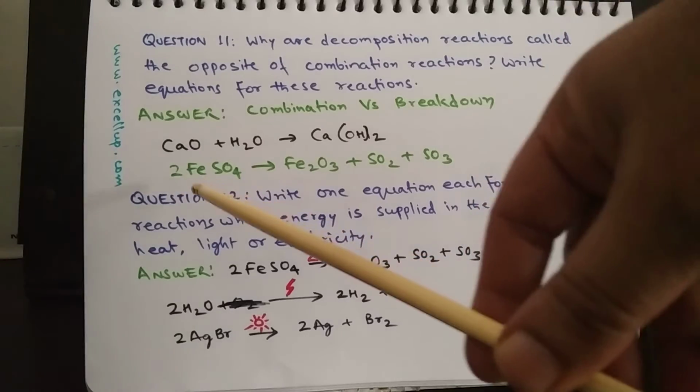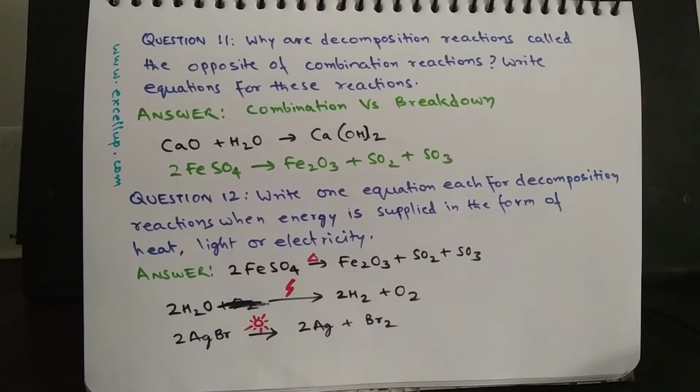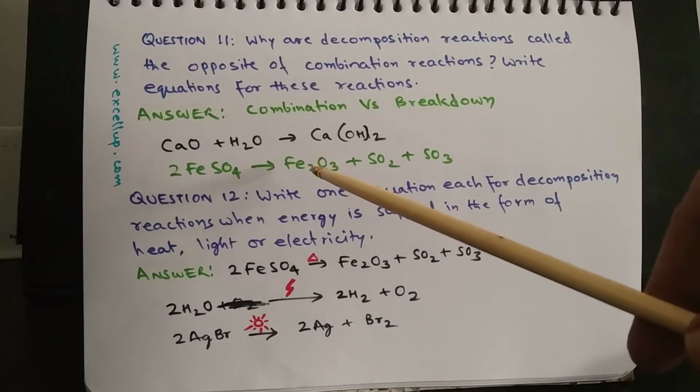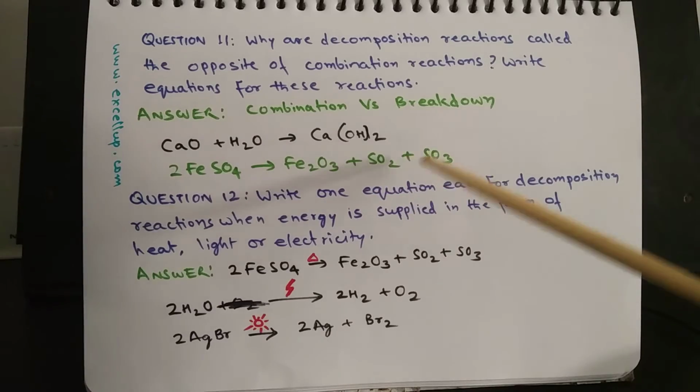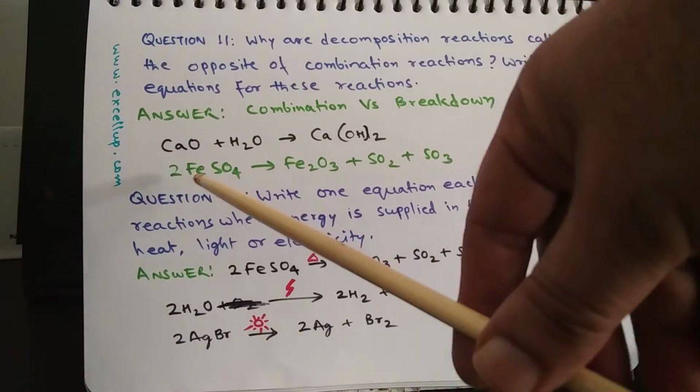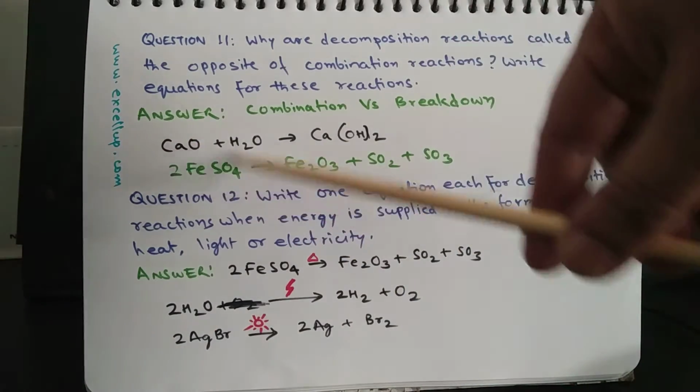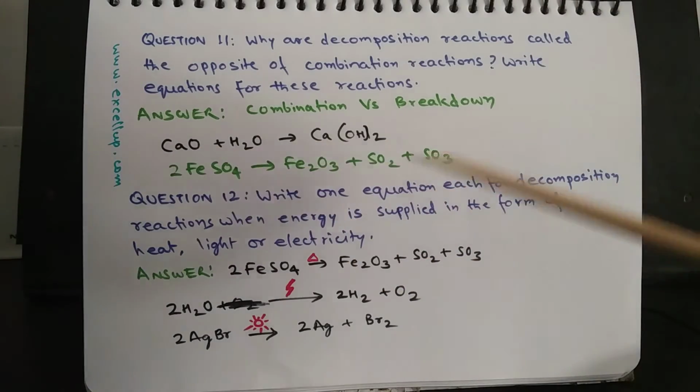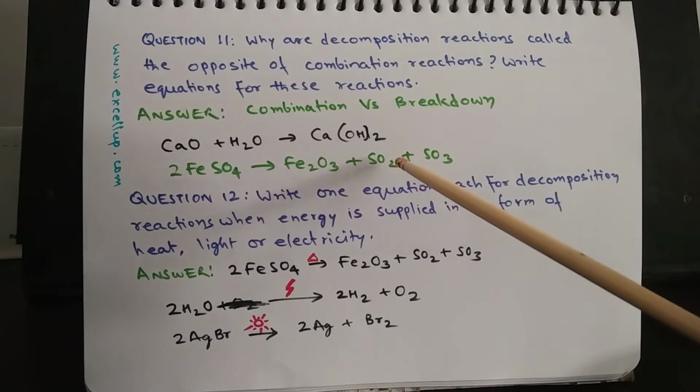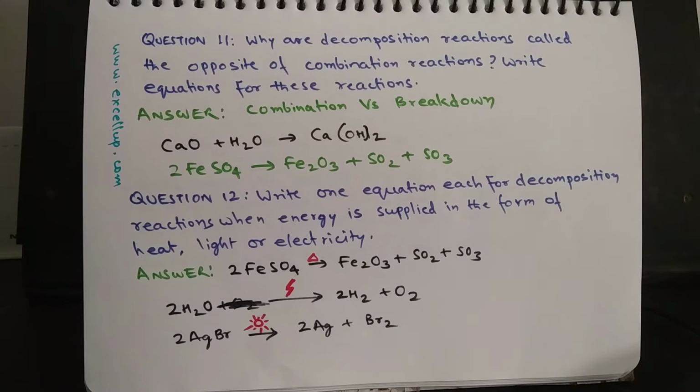So what is happening over here? Ferrous sulfate, when it is heated strongly, gives iron oxide and oxides of sulfur. So the equation is 2FeSO4. It is a single compound and it is giving so many things: Fe2O3 plus SO2 plus SO3.